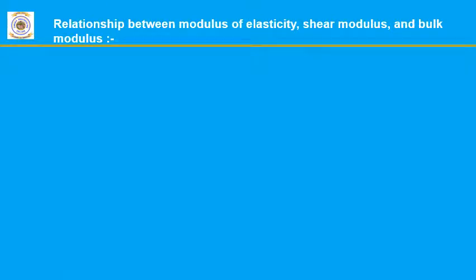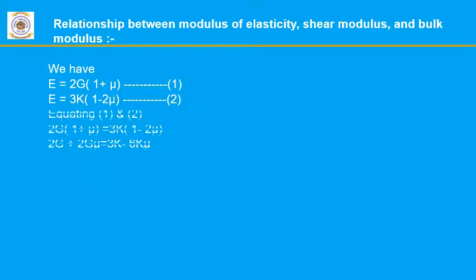Next, the relation between modulus of elasticity, that is capital E, shear modulus G, and bulk modulus K. To derive the relation between E, G and K, we consider the relation between Young's modulus and G, and Young's modulus and bulk modulus K. We have already derived these two equations: E is equal to 2G into 1 plus mu, the relation between Young's modulus and shear modulus G, and E is equal to 3K into 1 minus 2 mu, the relation between Young's modulus and bulk modulus.